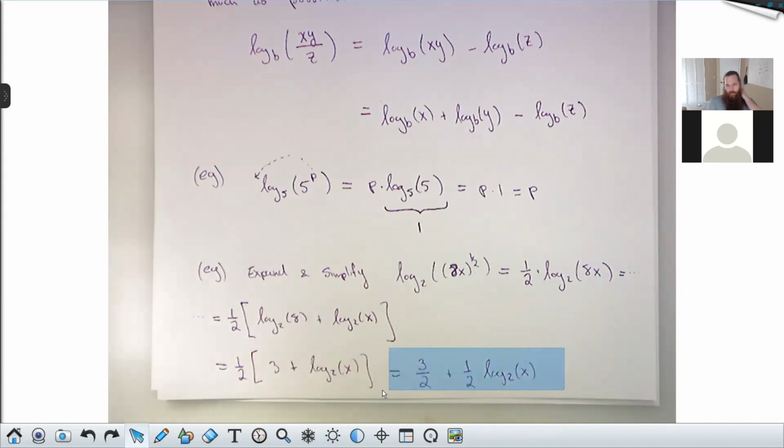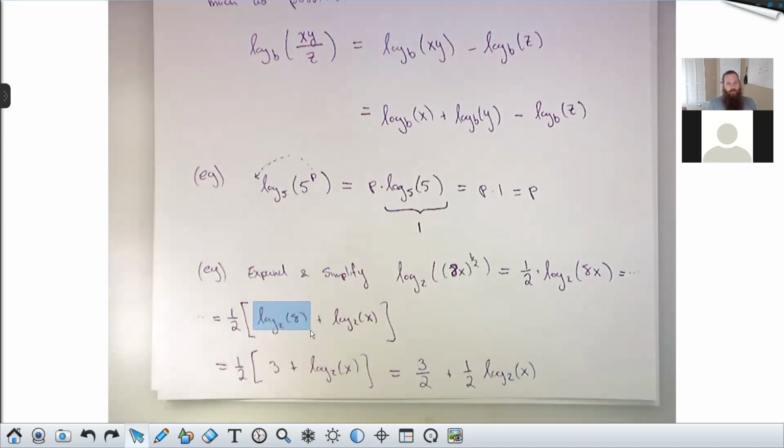Any questions about how we arrived at our answer for any of the previous examples? Could be either way. Yes, indeed, Fabrice. You don't need to distribute the 1/2. If you gave me this as your final answer on the test, I would be totally happy with it. WebAssign would also be happy with it. I do like to see the base 2 log of 8 cleaned up to a 3.